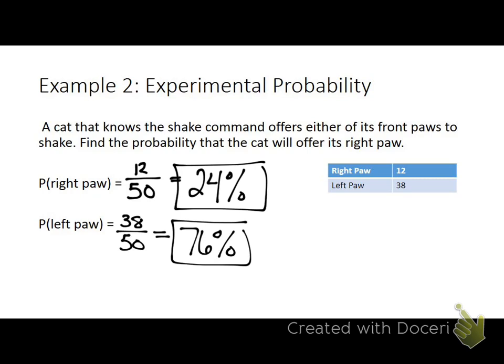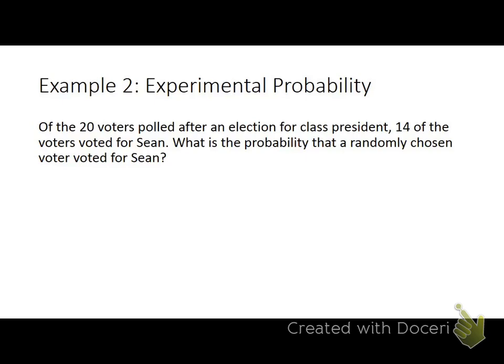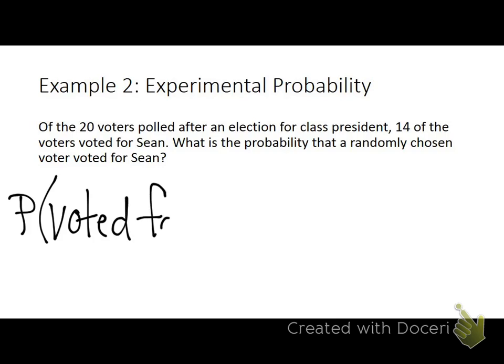All right, experimental probability. Any questions? All right, one more slide. Of the 20 voters after an election, they're present, so you can ask each one of them individually, so that's why this is experimental. What is the probability out of the 20 voters that they voted for Sean? If 14 of them voted for Sean, what's the probability that you walk up to someone and they actually did vote for him? So calculate this experimental probability. Again, what am I seeking? What is my targeted outcome here? The probability of what? That they voted for Sean.